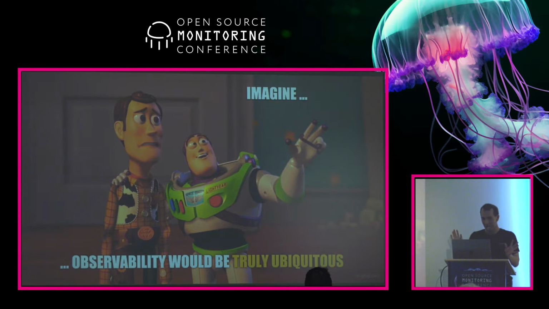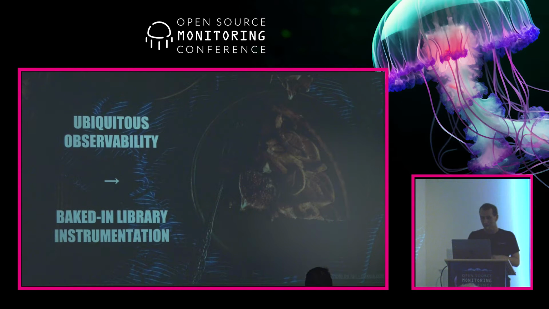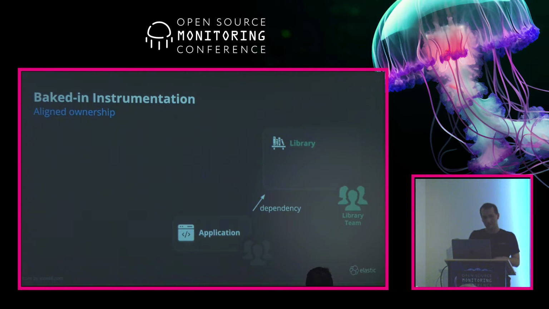So imagine a world where observability would be truly ubiquitous, omnipresent everywhere. And for that, we would need baked-in library instrumentation. So the instrumentation would need to live within the library. And this is actually what OpenTelemetry does, or tries to push. And this is what we also ended up with in our Elasticsearch clients. So we flipped the whole model. This is how instrumentation looks in the current Elasticsearch clients that we have. And Elasticsearch clients are not the only ones. In many other libraries, instrumentation is already baked in. So the model is the following.